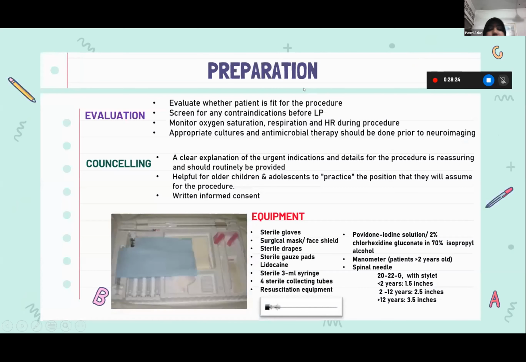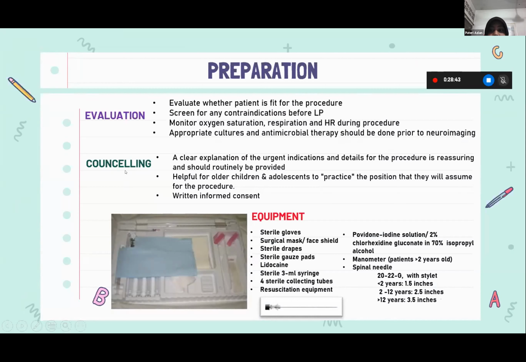So for the preparation, we start with evaluation. We evaluate whether the patient is fit for the procedure. So we screen for any contraindications before the lumbar puncture, which I've mentioned before. Monitor the oxygen saturation and respiration, as well as the heart rate during the procedure. And appropriate cultures and antimicrobial therapy should be done prior to neuroimaging.